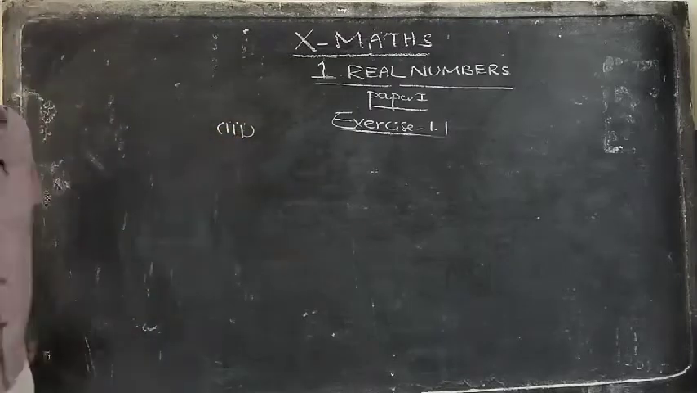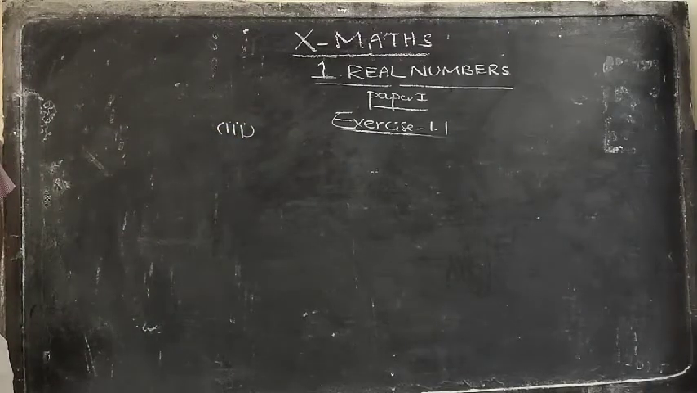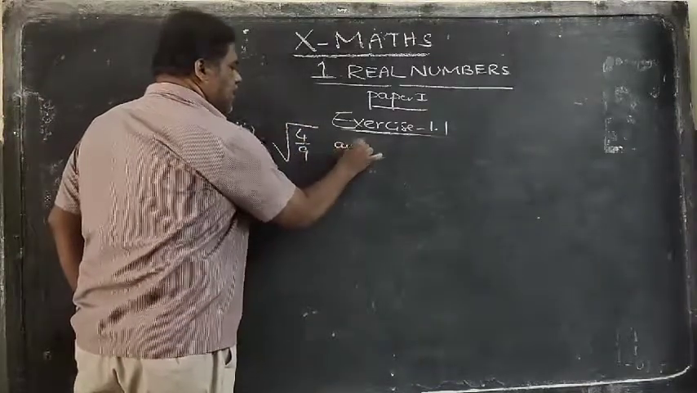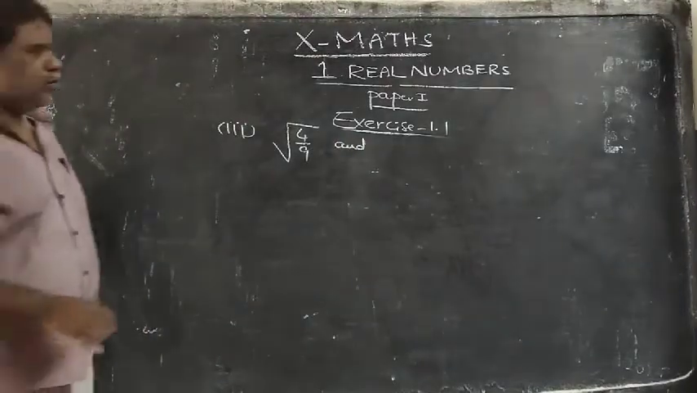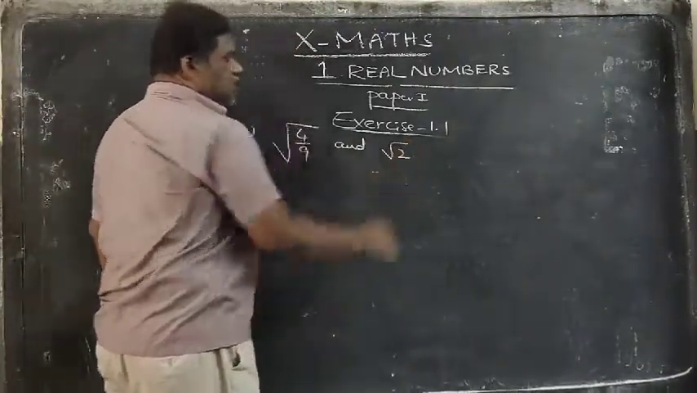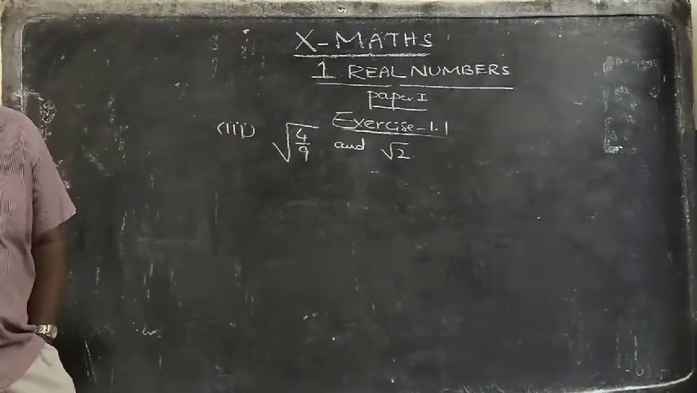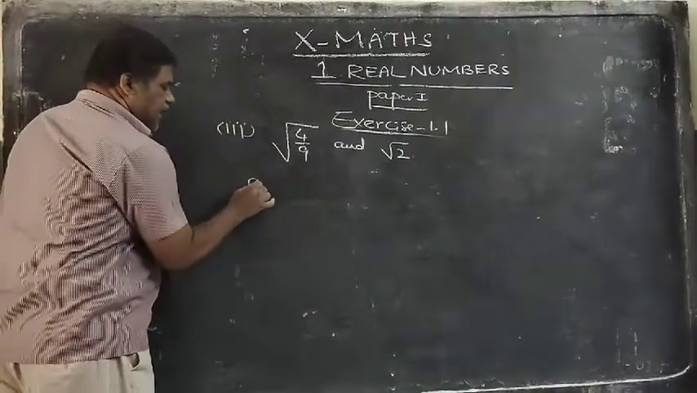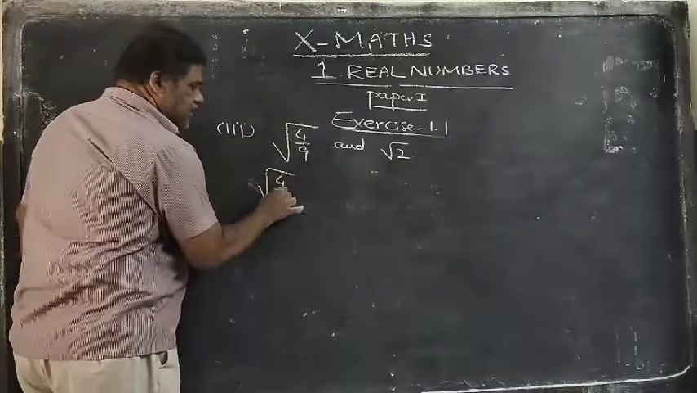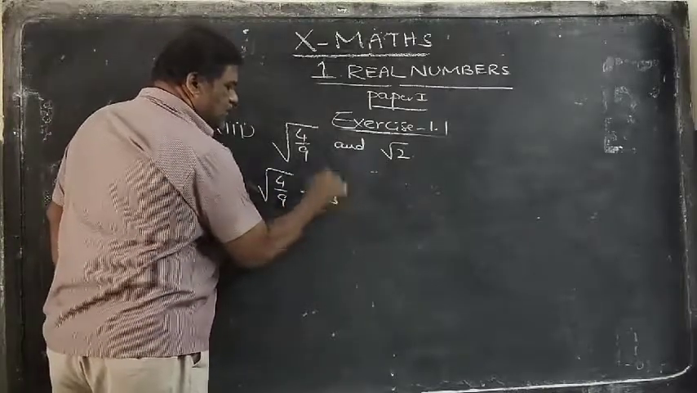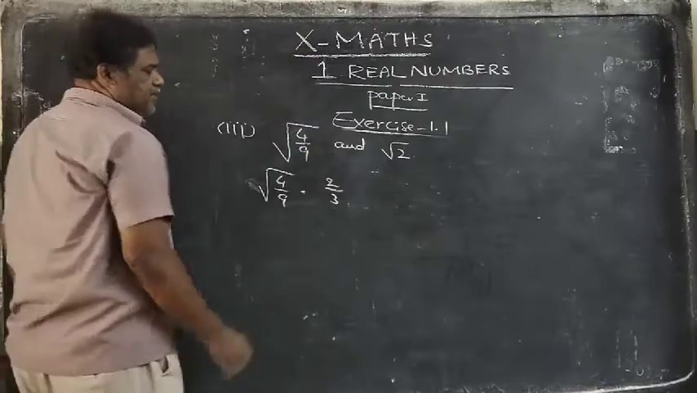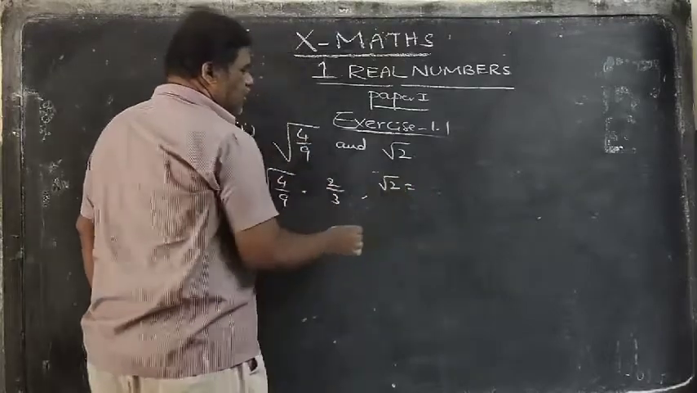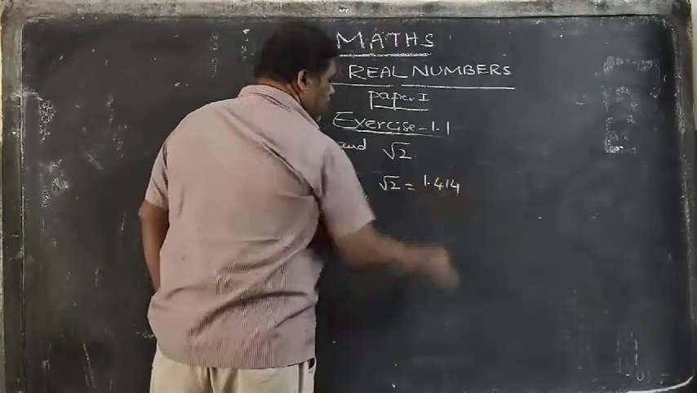Now the third one: square root of 4/9 and square root of 2. First here, root 4 by 9 means square root of 4 is 2, square root of 9 is 3, so it is 2 by 3. Next, square root of 2. Square root of 2 value we know it is 1.414.